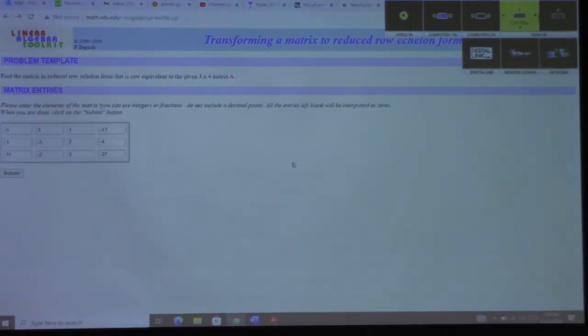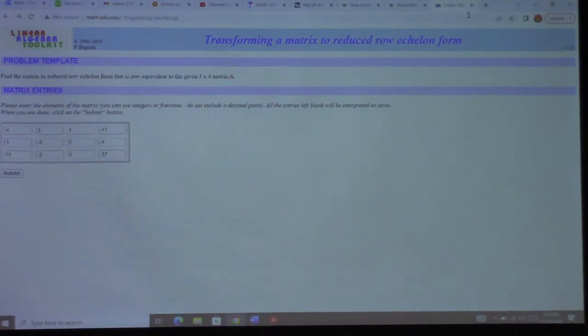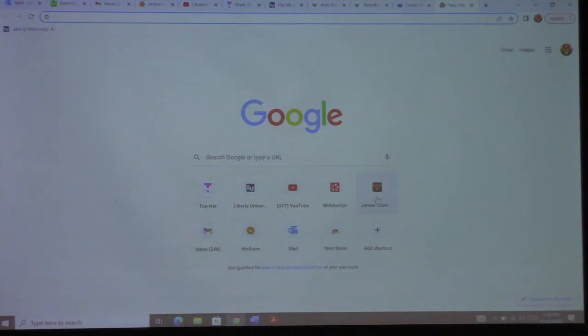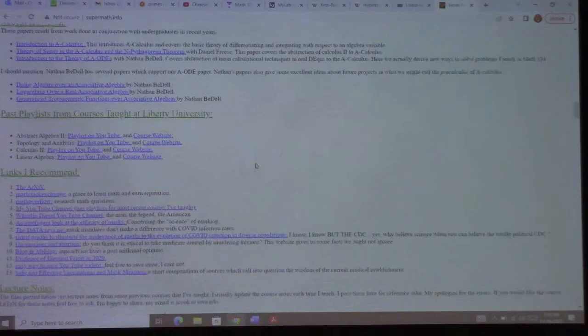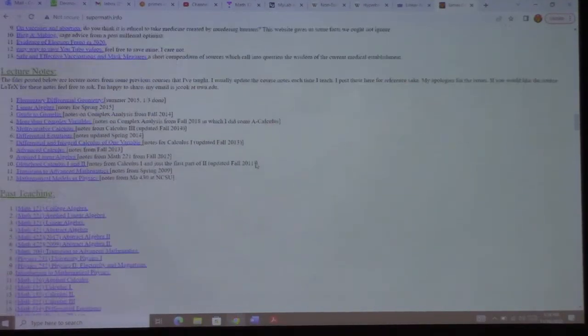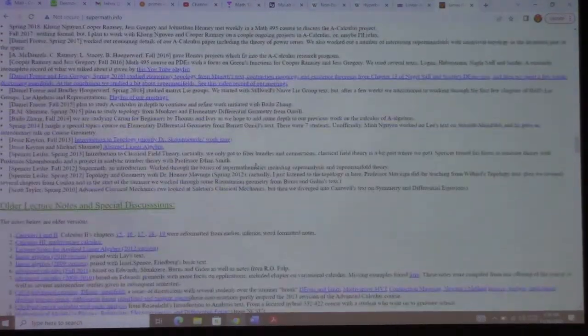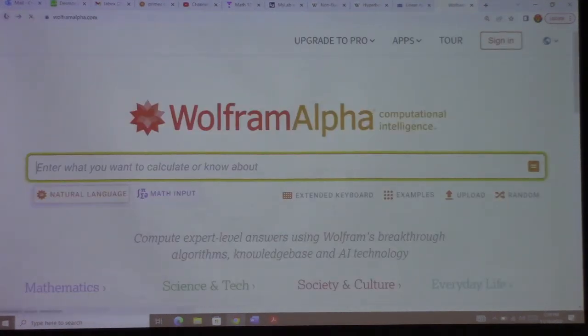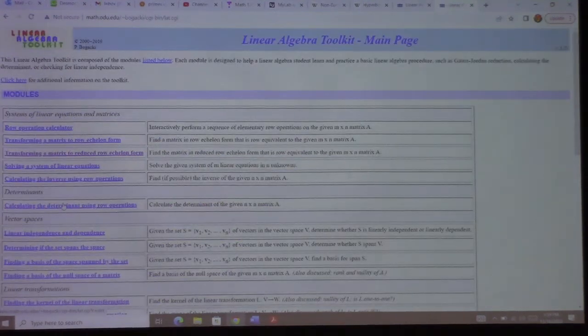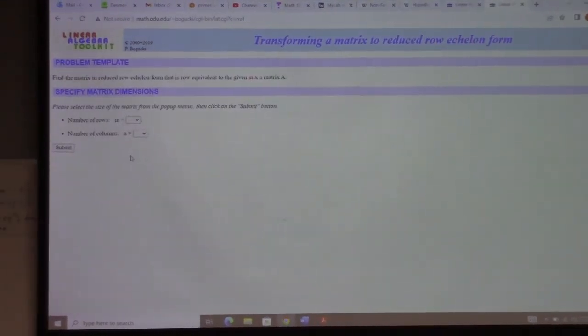All right, so I'll show you how to get to this thing. It'll be over here. I've already got the numbers put in, but if you go to my website and scroll down, eventually you'll get to where it says links to websites to do the math for you. Number 3 there, I have something that says calculates the RREF. So in here, if you click on the third thing right there, that's what I want to use.